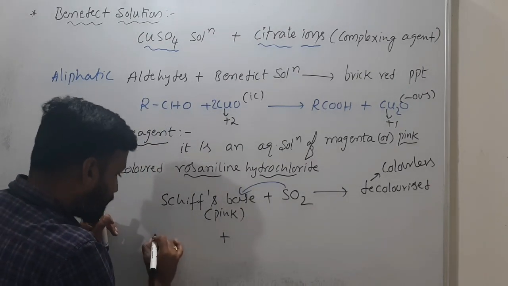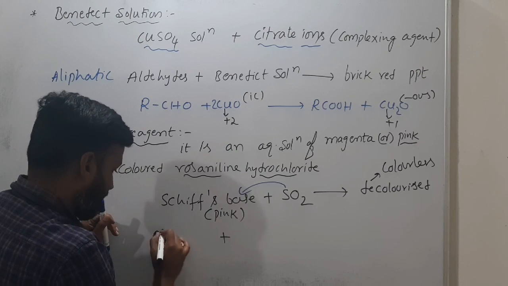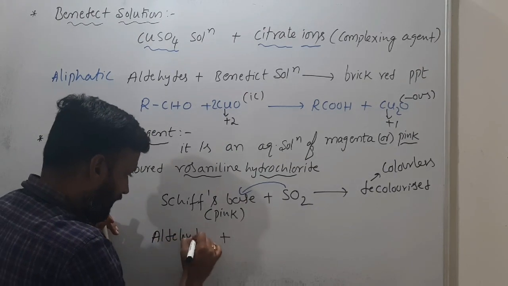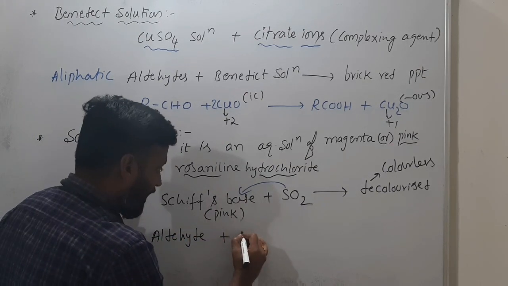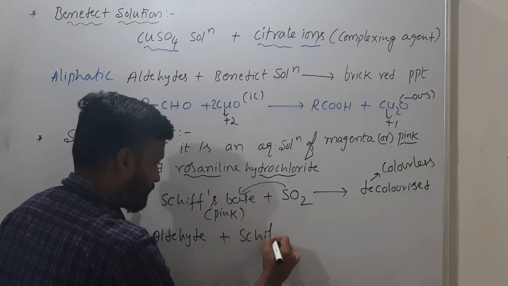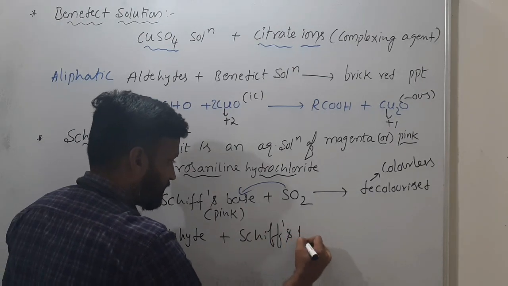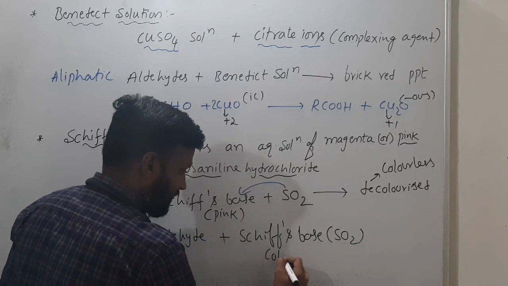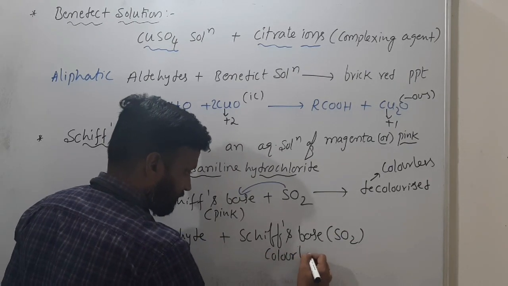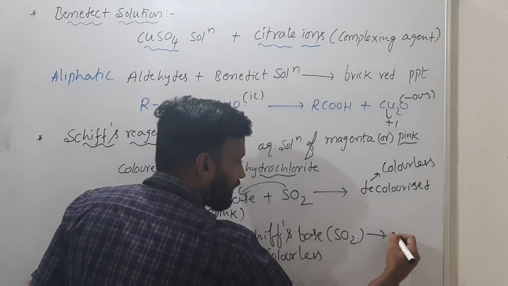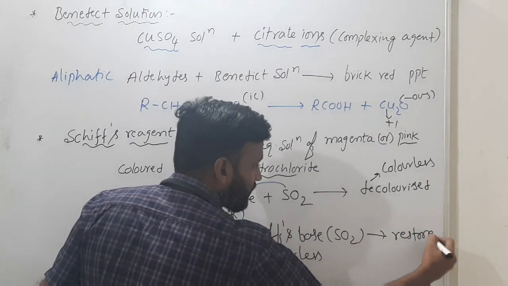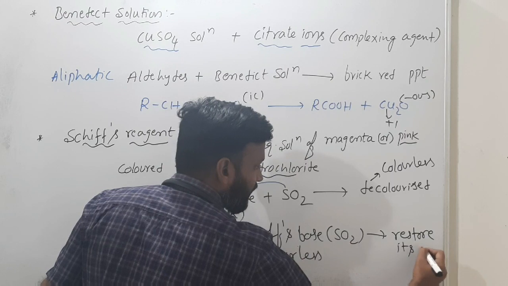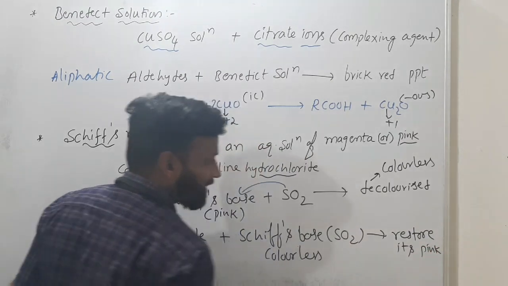Now, to this decolorized solution, Schiff's base plus SO2, if you add aldehydes, this Schiff's base, which consists of sulfur dioxide and is colorless, restores its pink color. That is the most interesting thing.